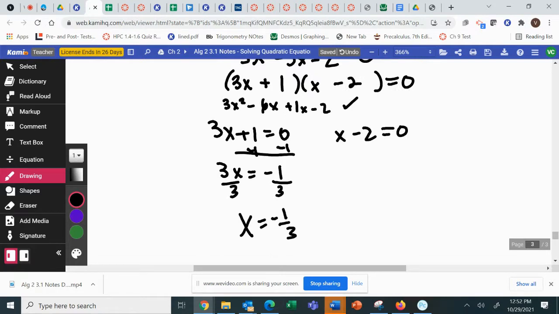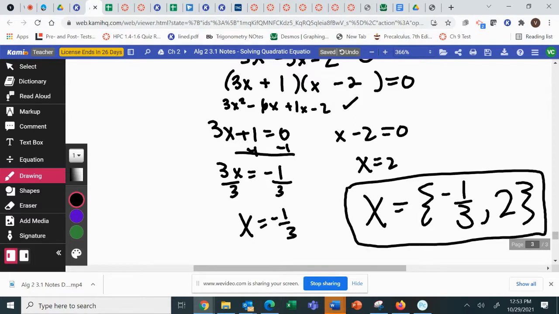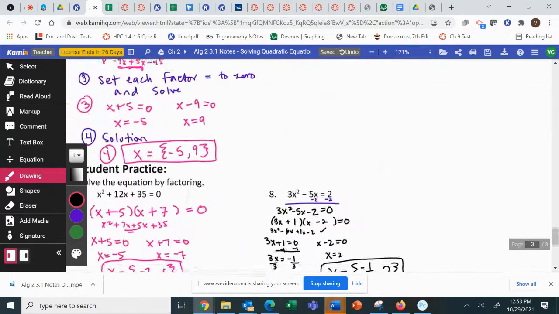So I get negative 1/3 for an answer. And then the other one's just 2. Okay. We're good on solving by factoring. We already know how to factor. So now we just have to go one step past that factoring and set them equal to 0, which we've already done when we're doing x-intercepts.